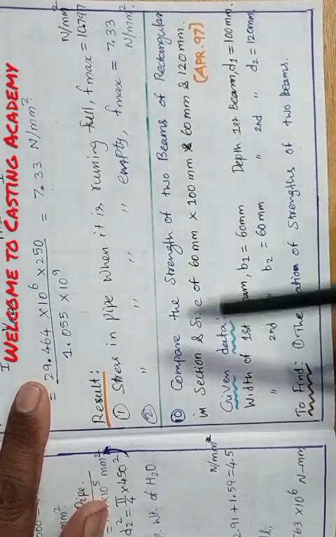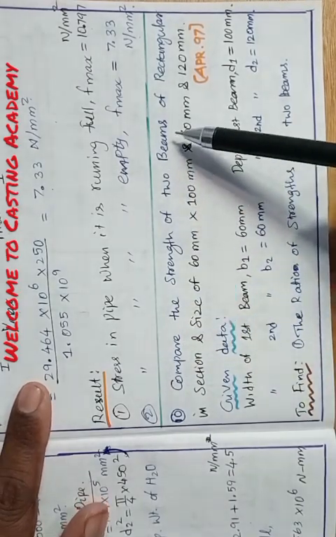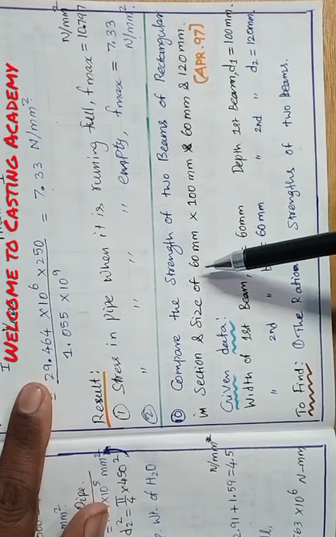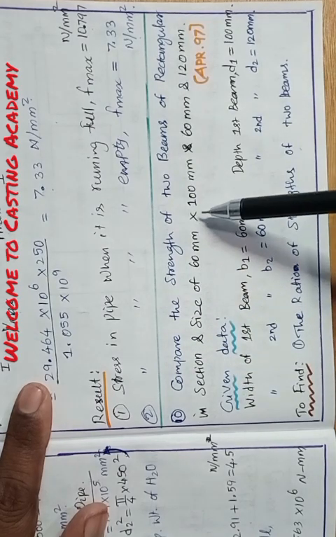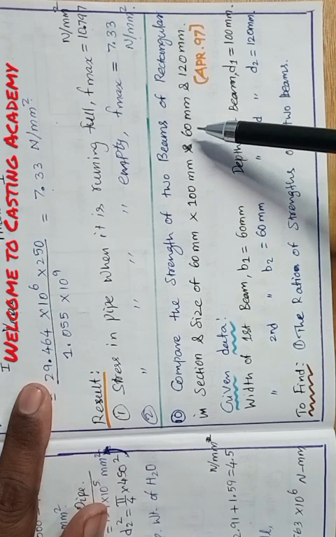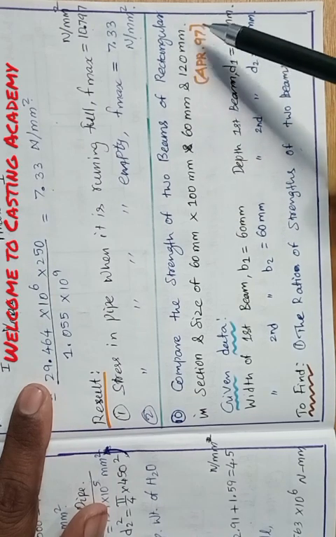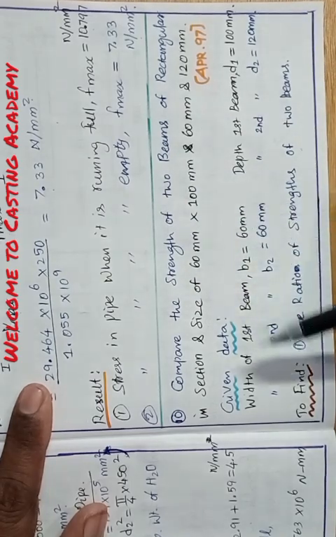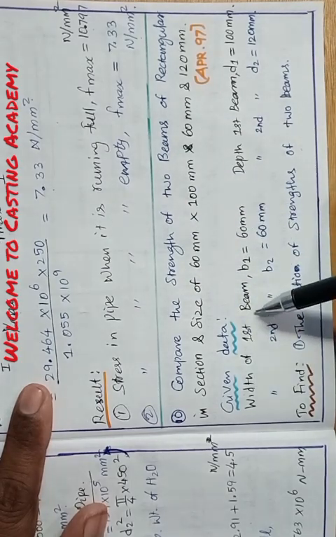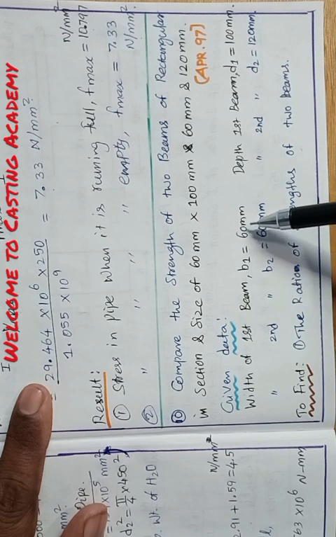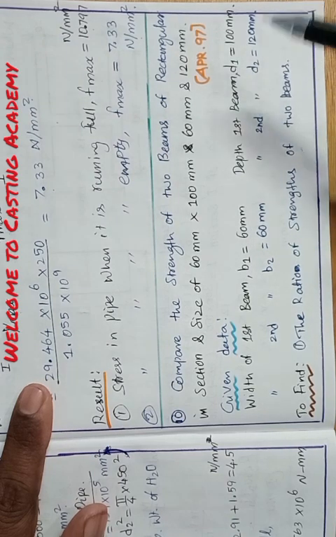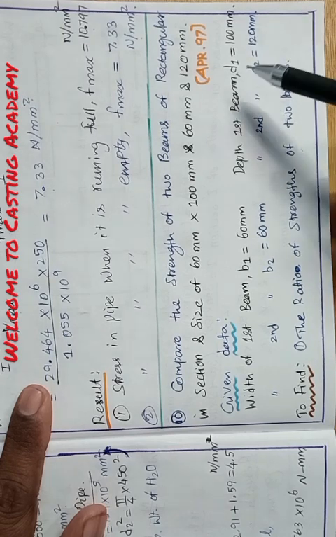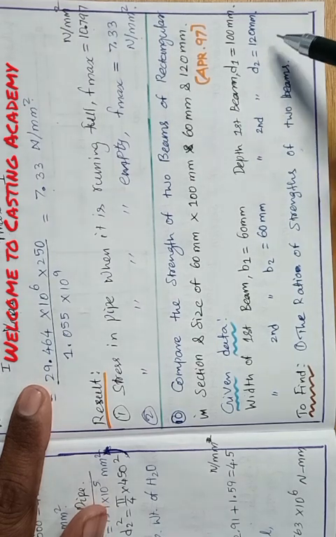Next problem. Compare the strength of two beams of rectangular section and size of 60 mm into 100 mm and 60 mm into 120 mm. So compare the two rectangular cross sections of the beam. First write down the given data. Width of the first beam B1 equal to 60 and depth D1 equal to 100. Second case B2 equal to 60 and second depth D2 equal to 120 mm.